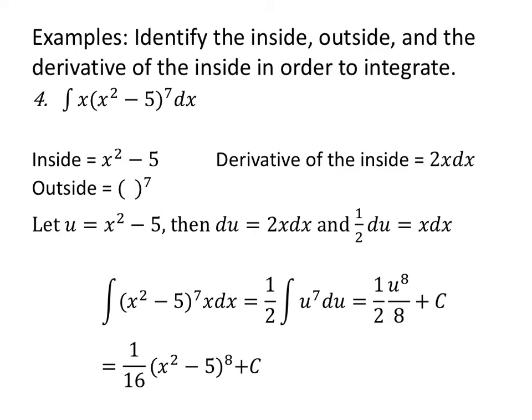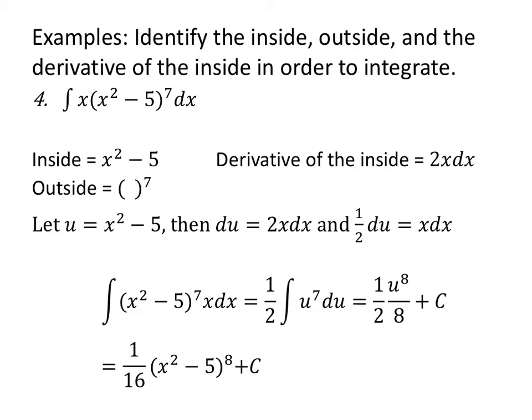Given x times the quantity x squared minus 5 to the 7th power, an integral with respect to x, my inside is x squared minus 5, so I'm going to let u be x squared minus 5. My outside is to the 7th power. I'll need that in a minute. My du, my derivative, is 2x dx, but I don't see a 2 up here. What we can do is divide both sides by 2 and get 1/2 du is x dx.